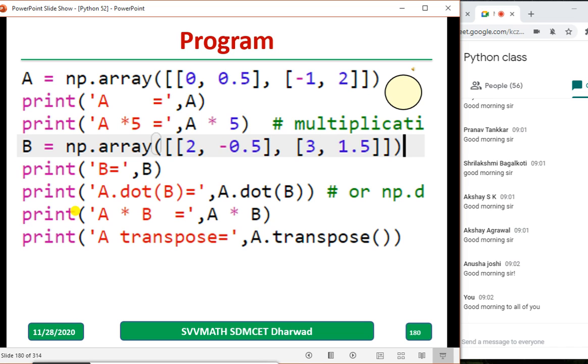So this is a program I have written. A equal to, I am printing as it is, 0, 0.5, 2 cross 2 I have taken, minus 1 and 2 I have taken. A into 5 I am doing, and B I am taking as 2, minus 0.5, 3, 1.5. This is also 2 cross 2. I am printing B, and I am going for A dot B and A star B, and the transpose of A I am printing. So just copy down the 2-3 lines from this program. The result I will show you along with the program in the next slide.